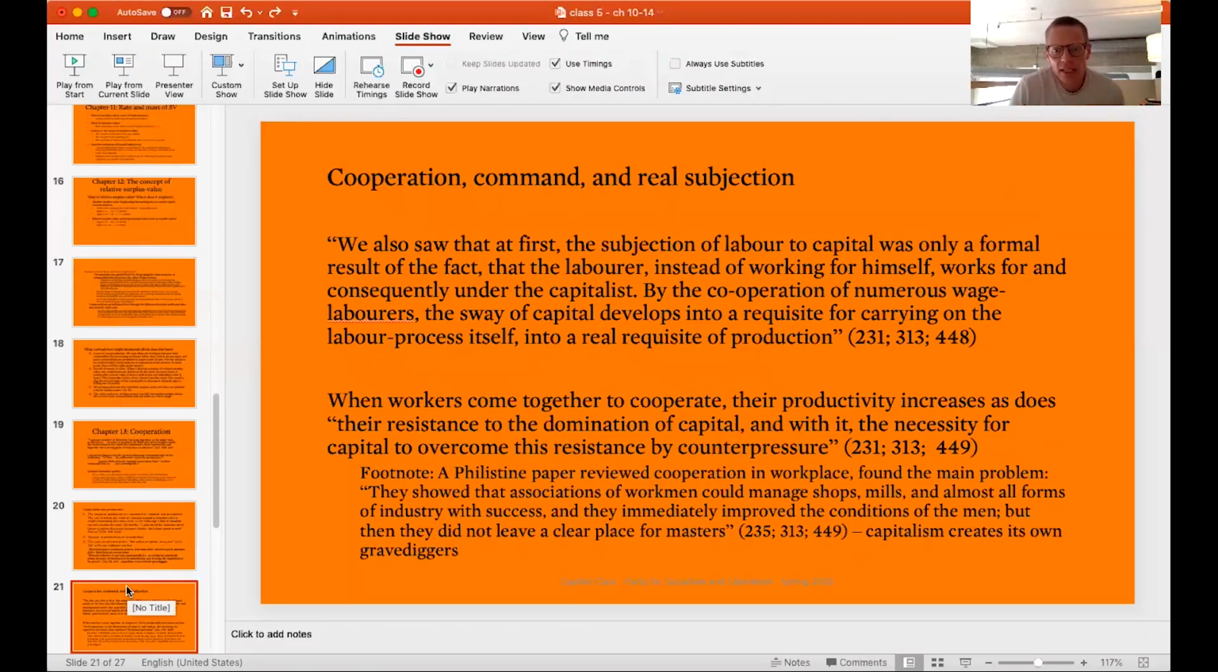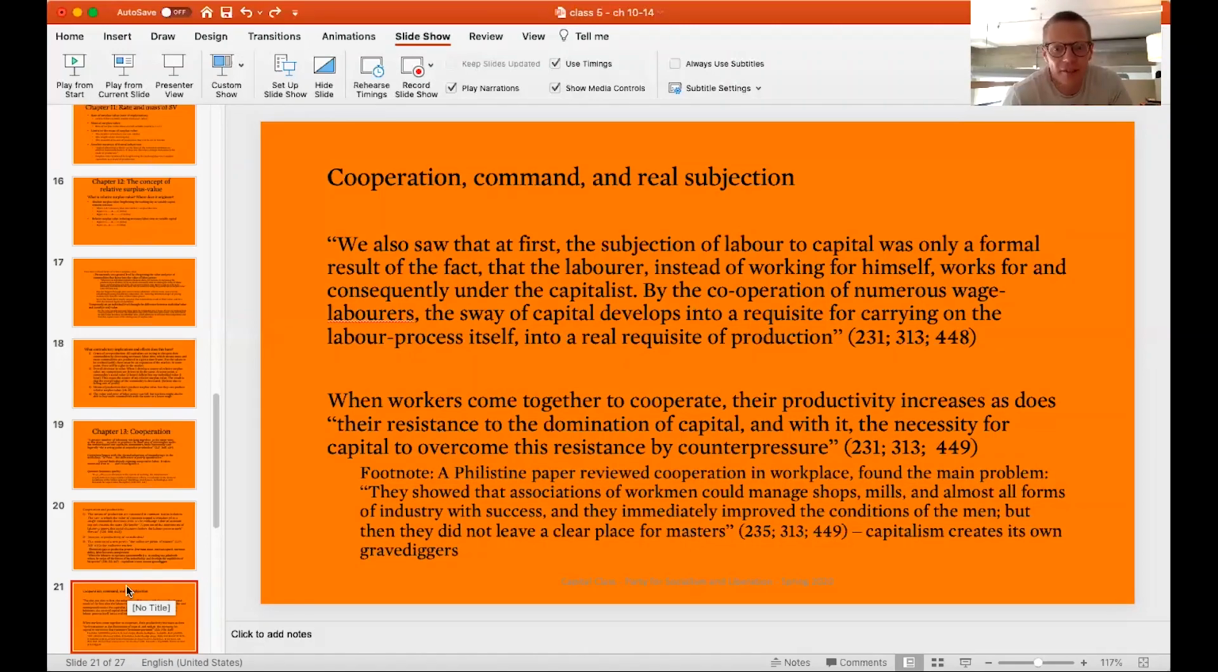And then we see that the formal subjection can lay the basis for the real subjection of the labor process under capitalism, which we'll talk more about later on, in particular in chapter 15 in our next class. And again, we see that when workers come together to cooperate, their productivity increases, but so too does their resistance to the domination of capital. And with this, the necessity for capital to overcome this resistance by counter-pressure.